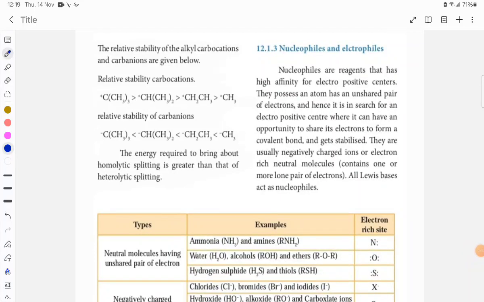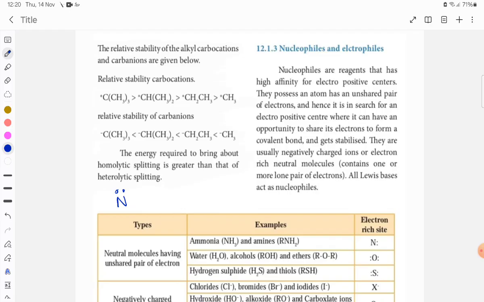Students, today we are going to discuss nucleophiles and electrophiles. Nucleophiles are reagents that have high affinity for electropositive centers. They possess an atom that has an unshared pair of electrons. For example, I'm going to write here, nitrogen has a lone pair of electrons. That is, the two electrons are unshared electrons, that is, an unshared pair of electrons. So this species is called a nucleophile.